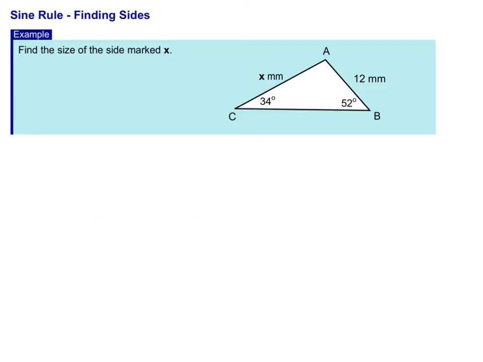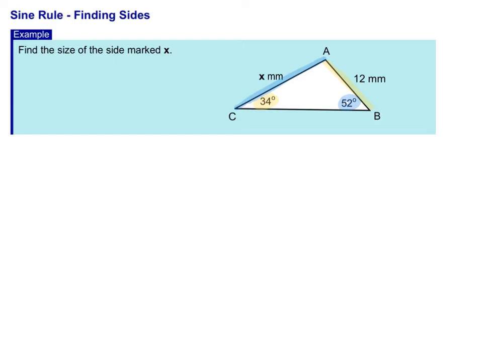So, here's a typical example. Find the size of the side marked X. I can see this is a problem where I have to use the sine rule, as I have got an angle with its corresponding side, and the side I'm trying to find has a corresponding angle. So I've got these sort of pairs set up.